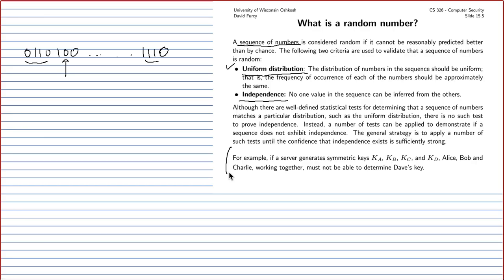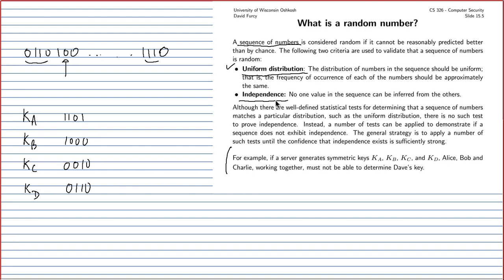So let's say we have a server that generates bit strings to be used as keys for a particular set of users or processes. So we have a key generated for Alice, and one for Bob, one for Charlie, and one for Dave. And I'm going to write down quote unquote random bit strings that are very short. So they're not really possible keys here, but just for the sake of illustration. So let's say that this server generates those keys randomly. Well, if those sequences are random, then they should be independent.